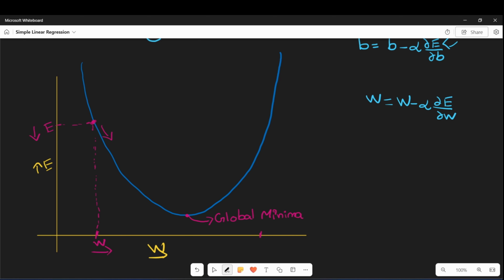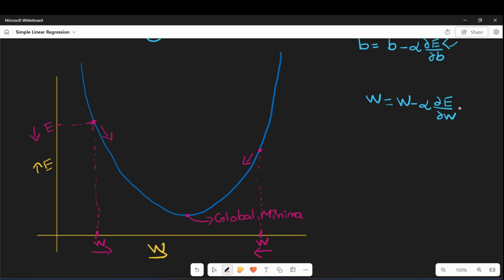Let's say if our w value is somewhere around here on the x-axis and we are at this point in the curve. Now in this case we need to move towards left to reach the global minima, and to do that we need to subtract some value from this w value.